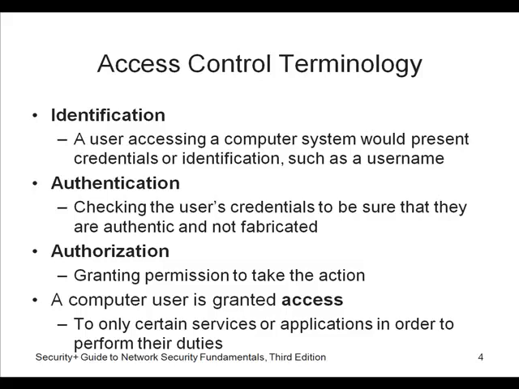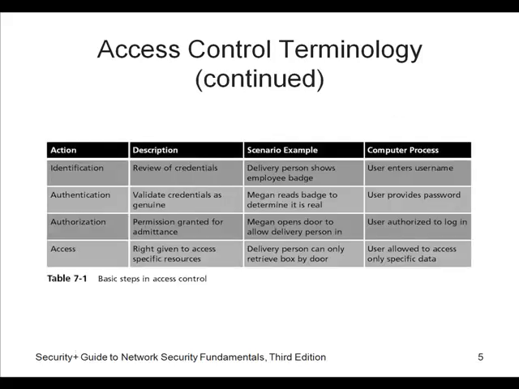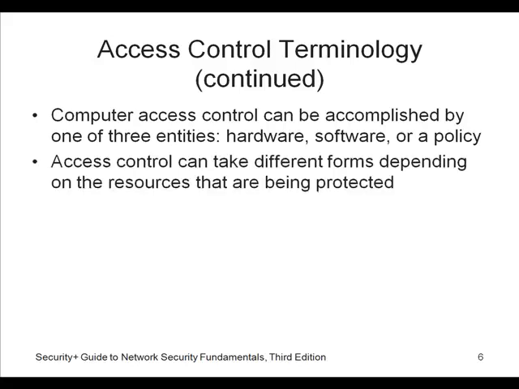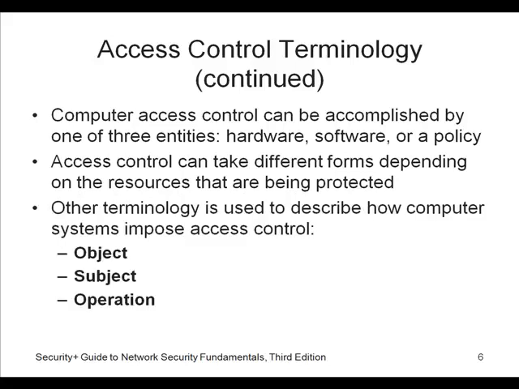That's what the Run As secondary logons are for, so that you can run these different tools and applications as an administrator without actually being logged on. Table that's in the book: identification, authentication, authorization, and access. We're going to be eventually talking a lot about the AAA, which half of you did, and the other half did the CIA. Computer access control is accomplished by one of three entities: hardware, software, or policy. How are we going to control the access, depending on the resources that are being protected?